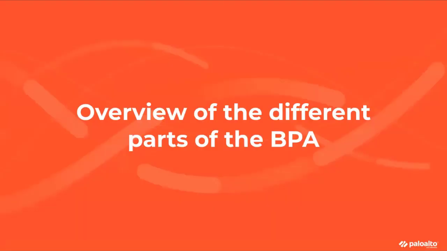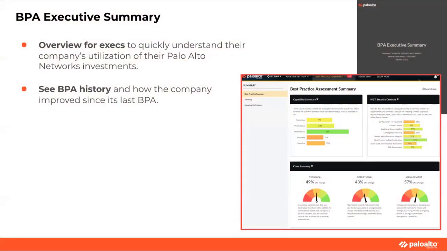Let's take a minute and look at the different parts of the BPA once you generate and receive your BPA completion. The first thing you're going to get is your BPA executive summary. This summary is shown within the customer support portal. You will always have access to see your executive summary when you log into the portal for past BPAs. One thing to remember, we do not save the detailed BPA HTML reports. And that's really just due to security and privacy concerns.